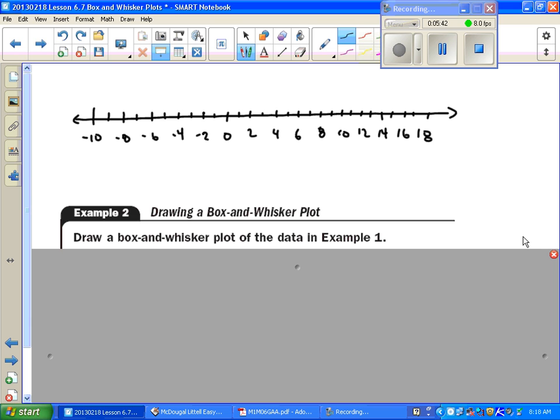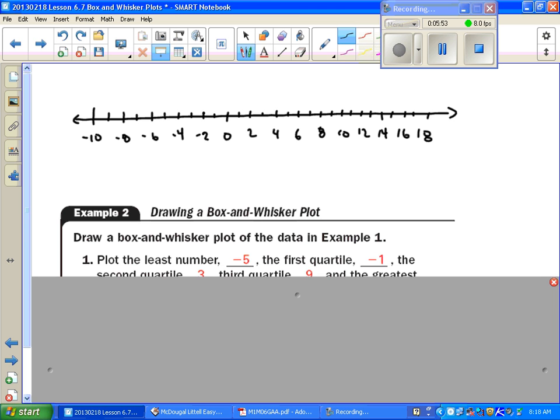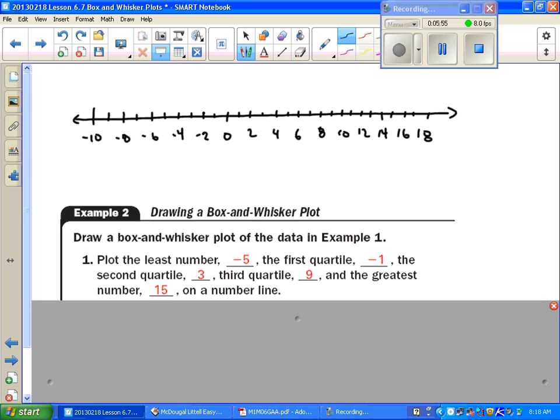Okay, notice mine is upside down compared to you guys. We're going to actually work through it real quick. Example number 2 says draw a box and whisker plot of the data in example number 1. So it says plot the least number, the first quartile, the second quartile, the third quartile, and the greatest number on the number line. So go ahead and find each of those values.